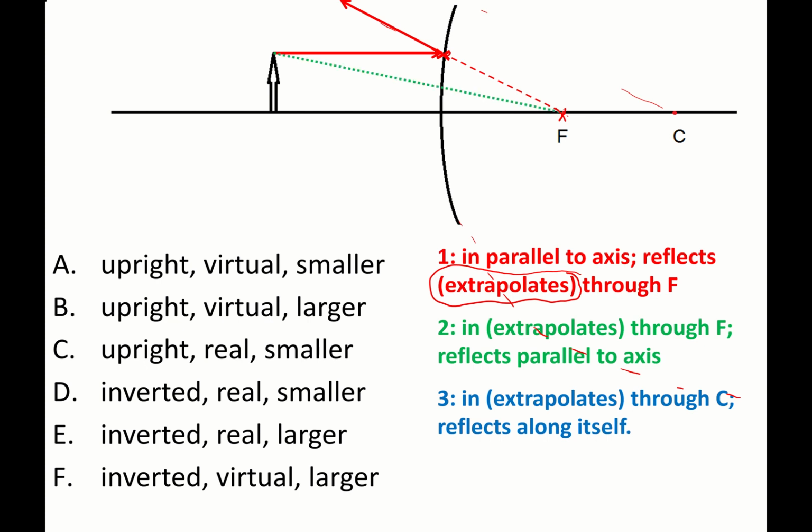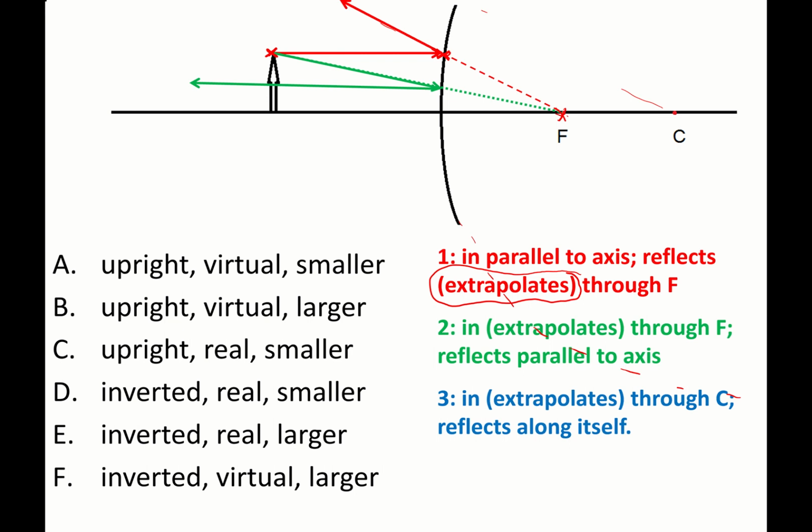All right, then ray 2 comes in through F. So if it comes in through F, I'm going to take my straight edge and draw a line that goes from the tip of the arrow to F. I'm going to draw the line as solid until it hits the mirror, and then dashed afterwards. Once it hits the mirror, it reflects back parallel to the axis, so I can just draw it like that.